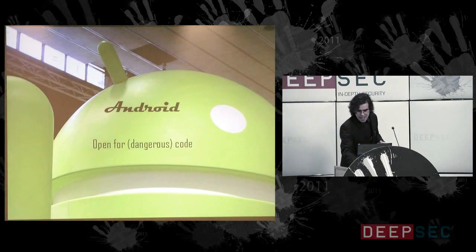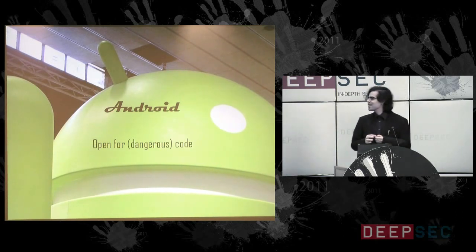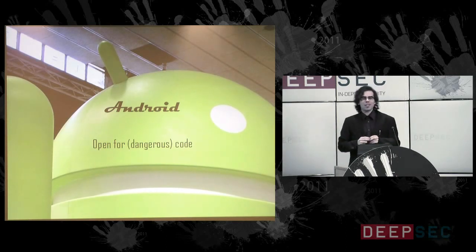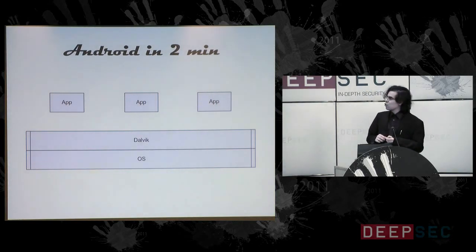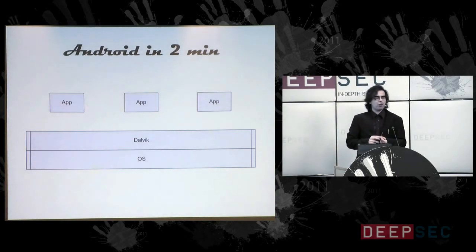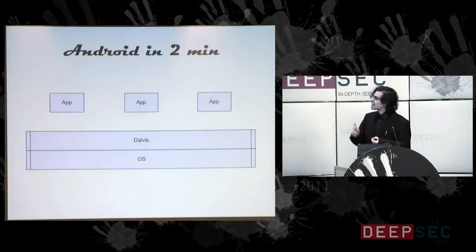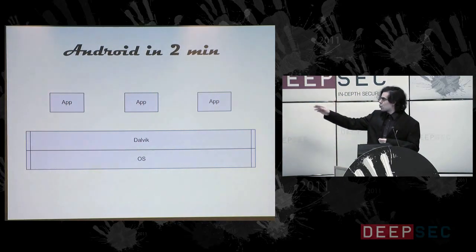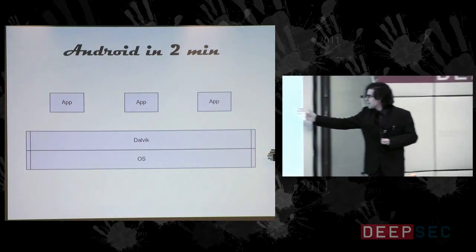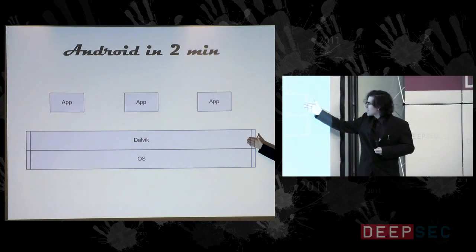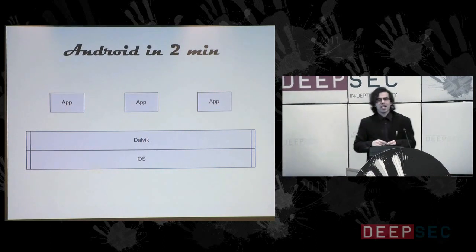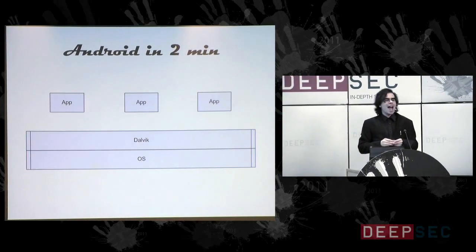And with that, it's time for Android, which runs under the slogan: Android is open, but it's not only open for development, it's also open for dangerous code. I don't know who of you has ever dealt with Android before. Android is essentially a huge Java virtual machine. As you can see here, the core operating system, the kernel, is here. It runs a virtualization system called Dalvik. And Dalvik runs a bunch of applications. If you want more information on this scheme, ask me later.